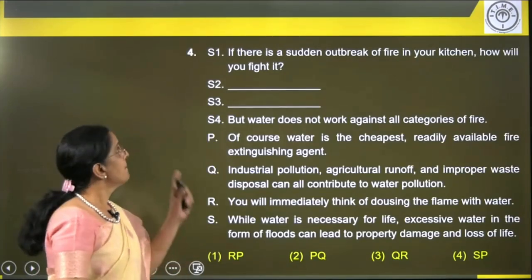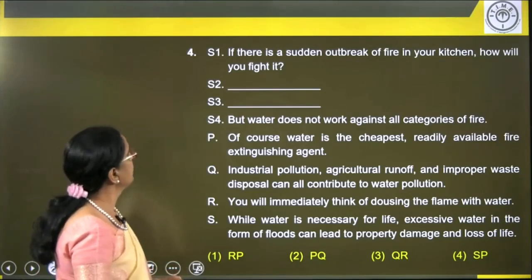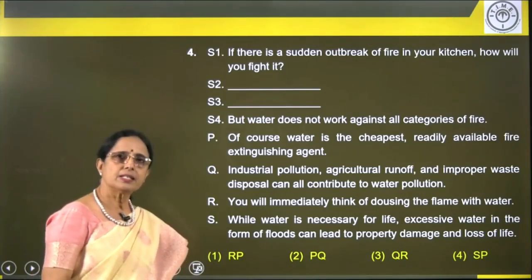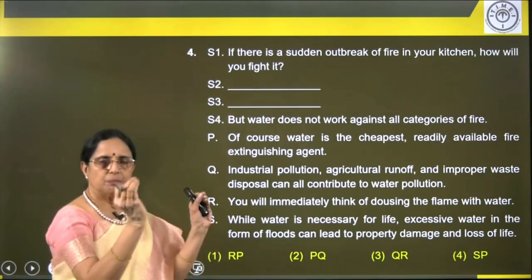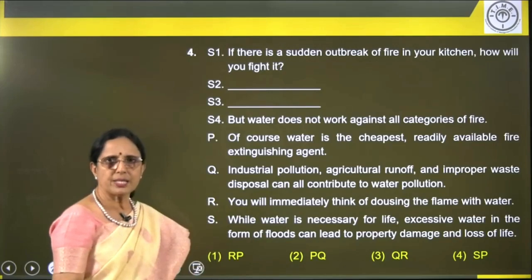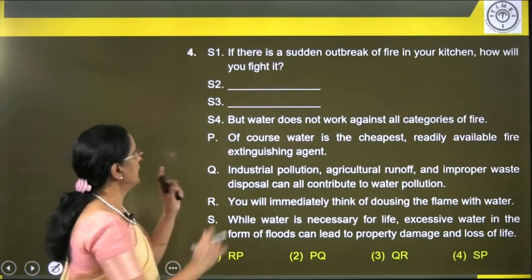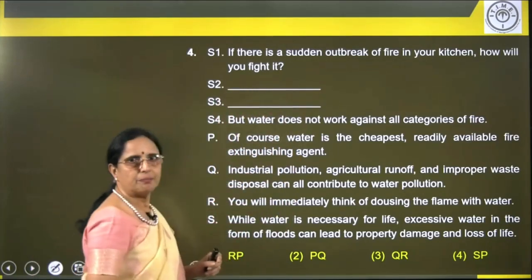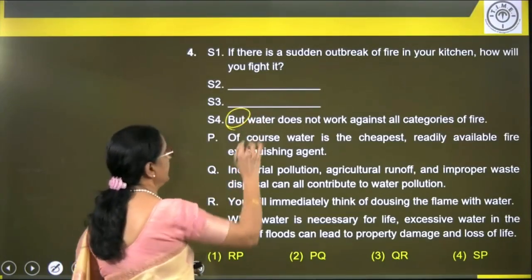Are you ready? If there is a sudden outbreak of fire in your kitchen, how will you fight it? Tell me, how will you fight it? We pour water to douse the fire. As simple as that. Alright, now let's read. Okay. So I say we douse the fire by pouring water. Alright? Okay. But again, don't ignore.